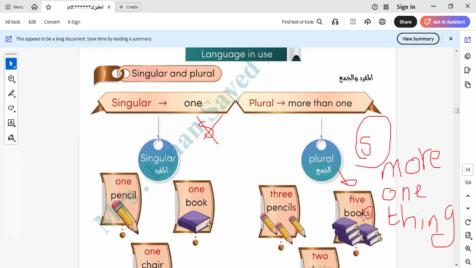Here we have books. I am adding s to books. I am adding s to pencils because here there is more than one. Here we have book, singular. Pencil is singular. Chair is singular. Let's continue the rest of the lesson.